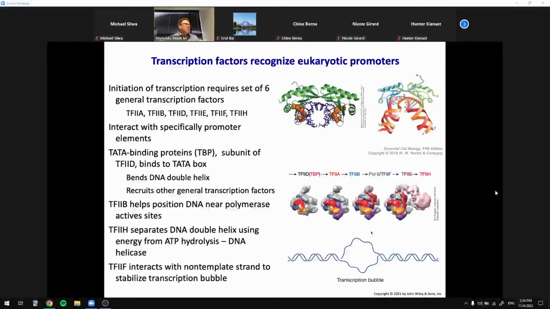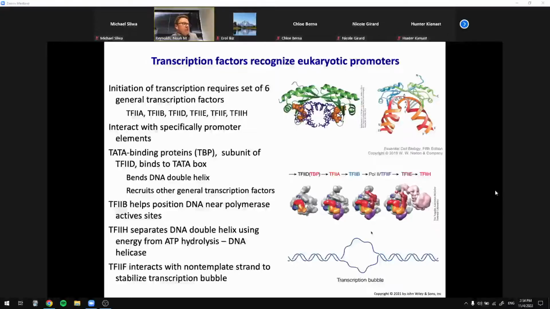Like most things, it's more complicated in eukaryotes. And so we have a lot of what are called general transcription factors. And so these are all required for all gene expression. So for all genes in eukaryotic chromosomes, we're going to require this set of general transcription factors.